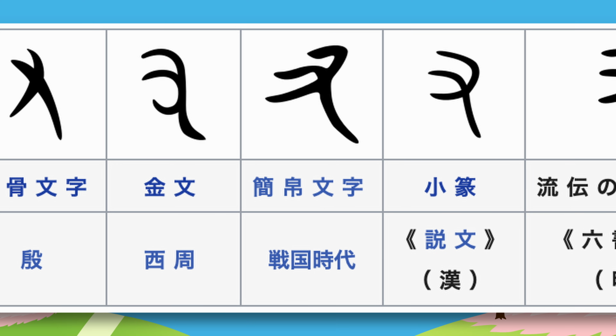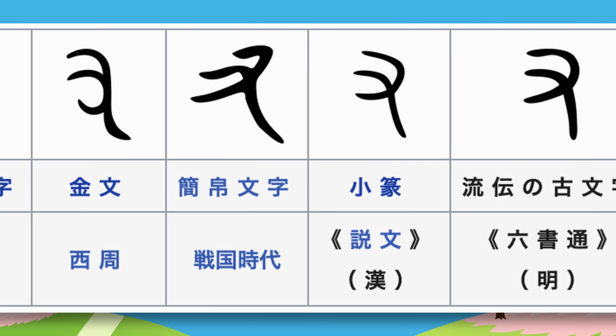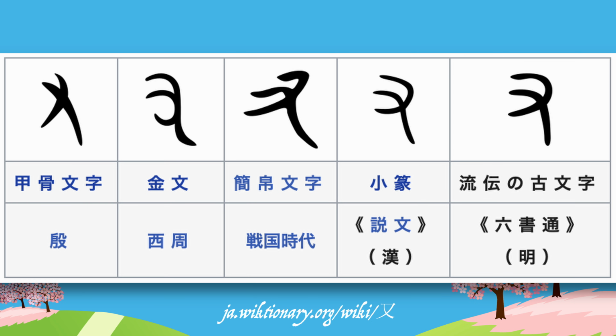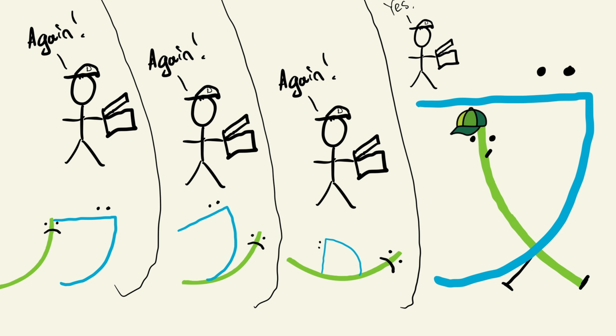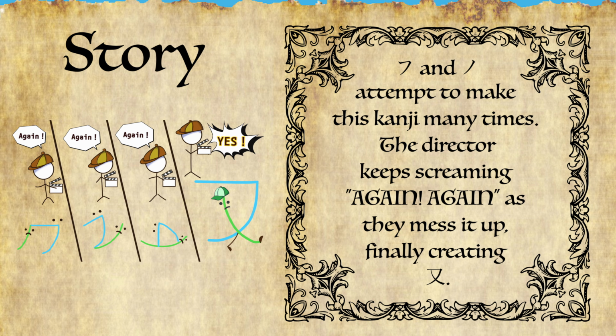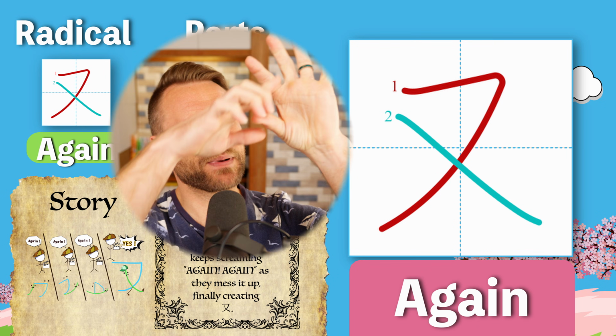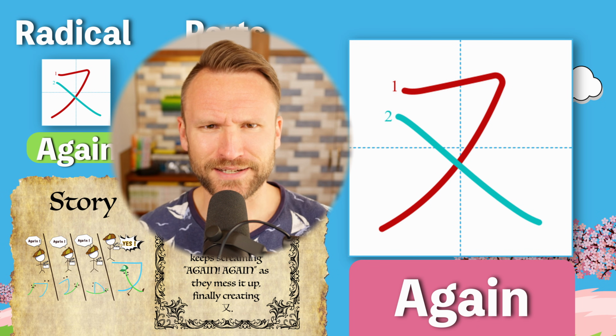Another reason that I sort of regret not choosing right arm or right hand for the meaning of this kanji is that historically it was a pictograph of just that, a right hand. Of an alien, of course. Anyway, for our story, fu and no attempt to make this kanji many times. The director keeps screaming, "Again! Again!" as they mess it up, finally creating this kanji. Maybe as an added bonus, you can imagine the director holding a clapperboard in his right hand. The idea behind this story is that they're sort of playing charades and trying to create this kanji with their bodies. You get the idea.